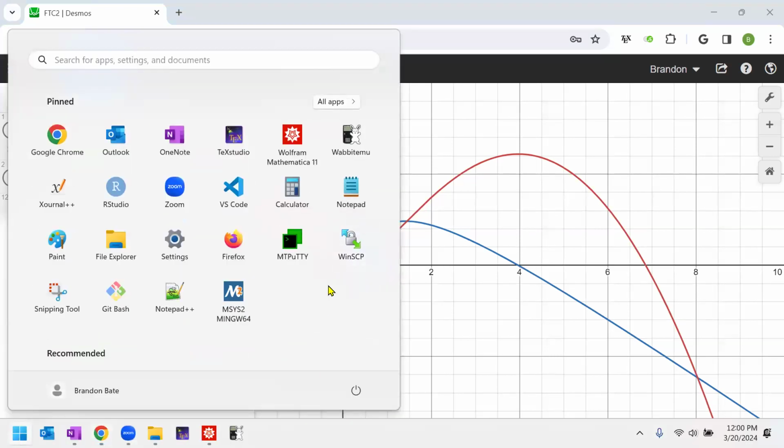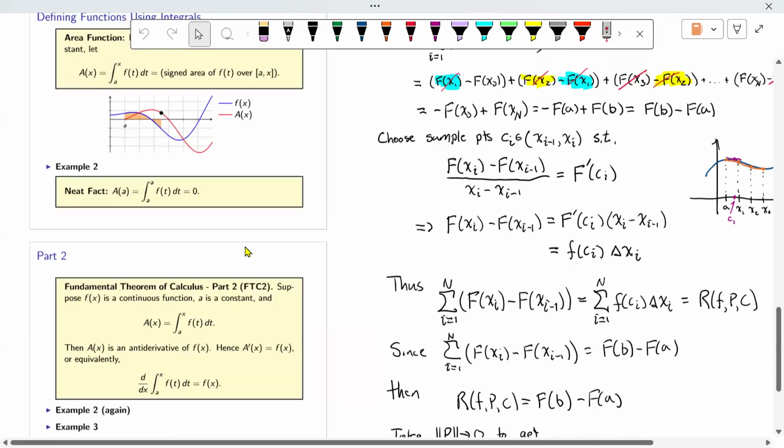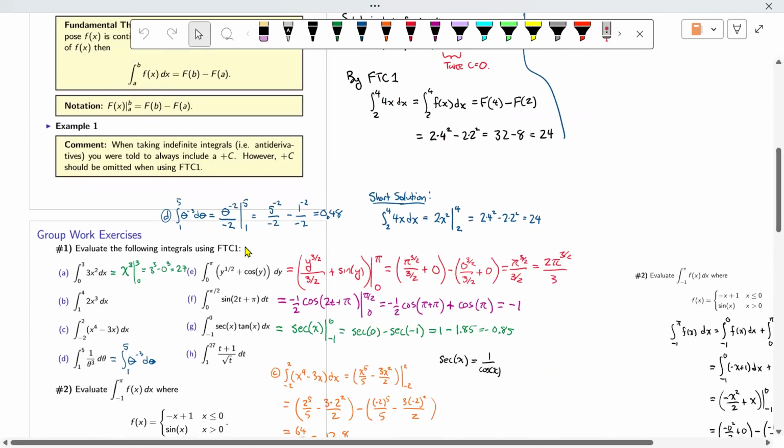Well, I guess it's about time to begin here. Any questions before we get started today? All right. Well, as you may remember, we were working on the fundamental theorem of calculus.